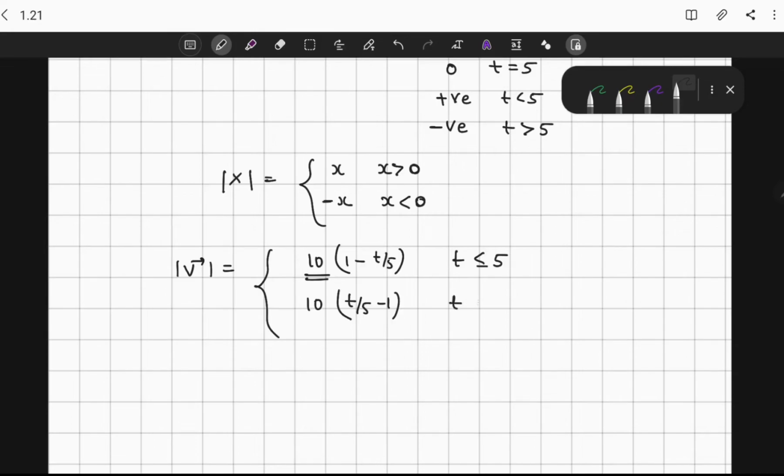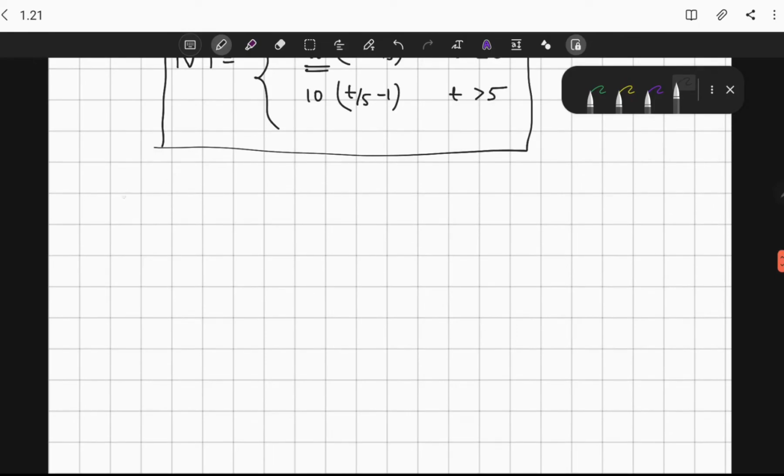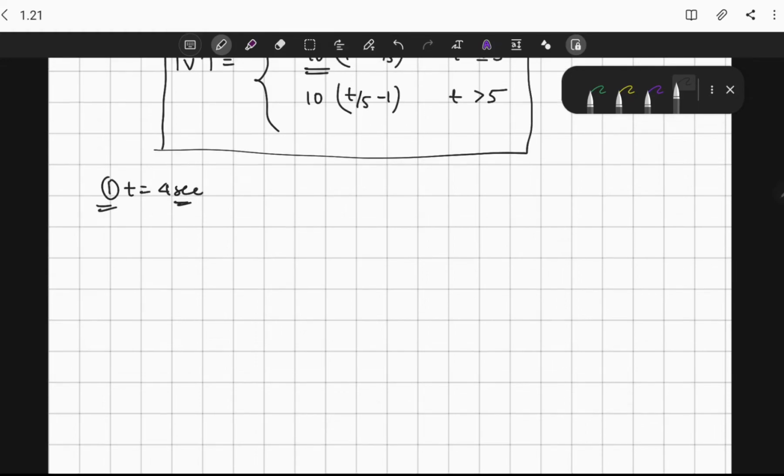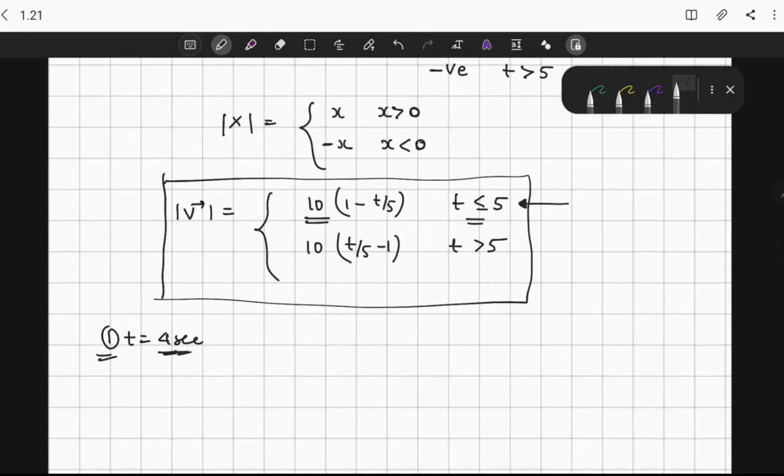So for that we can get t greater than 5. Okay, so this is the expression of velocity we got. Now in the problem it is asked to find out the distance till time t is equal to 4 seconds. So for that we can use the first expression, because here the time t equal to 4 is lying in the region of t less than or equal to 5.